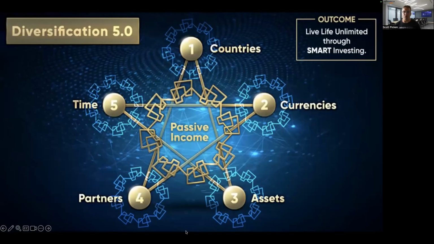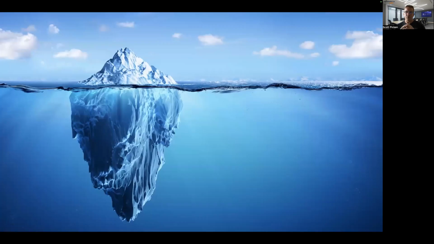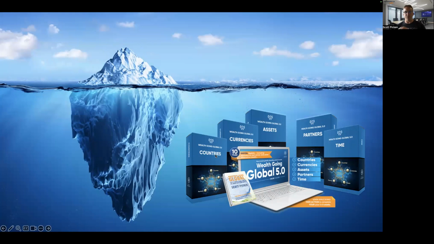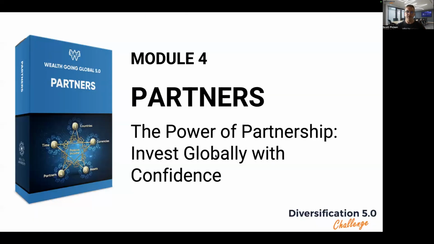Okay, so I remind you of the formula. We want globally diversified passive income across countries, currencies, assets, partners, and time. I also want to remind you that what we're going to do in terms of partners now is, again, I'm going to be focusing on the top of the iceberg, but please remember that Wealth Going Global has been built with substance, a lot of substance. What we're going to do today in one day, I do an entire module around how to find the right partners, how to manage risk, etc. So it's quite important to understand that I'm going to try and give you the value today, but if you want more substance, there's a lot of substance below the iceberg in terms of that process.